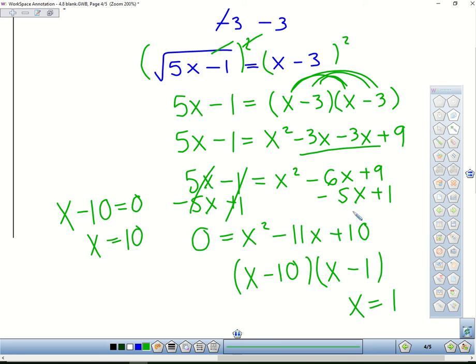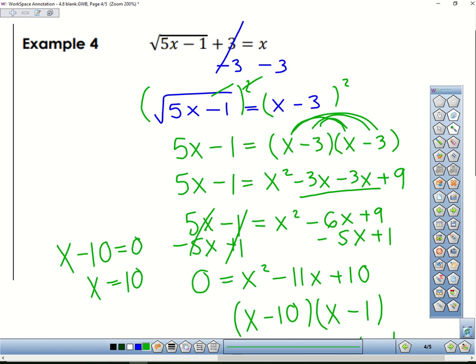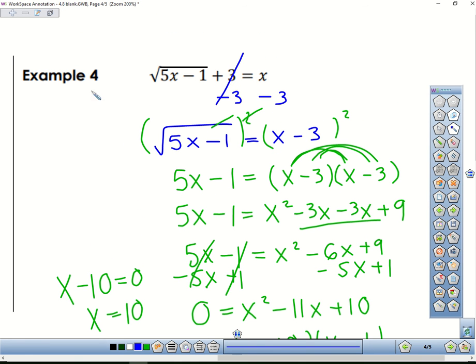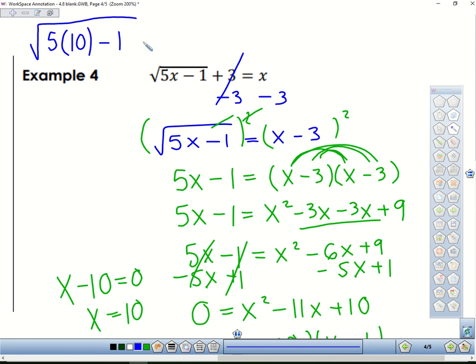And then since we know our solutions are 10 and 1, we can plug those back into my original equation. So we'll go back up here and we're going to plug them in. So the square root of 5 times 10 minus 1 plus 3 is equal to 10. So 5 times 10 is 50. 50 minus 1 is 49. Square root of 49 is 7. 7 plus 3 is 10. So that one is a solution.